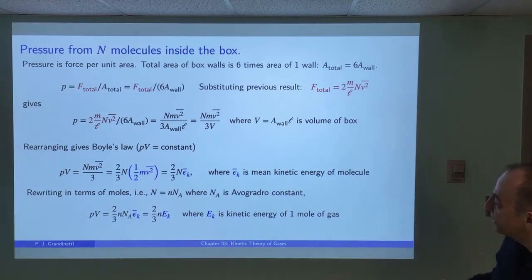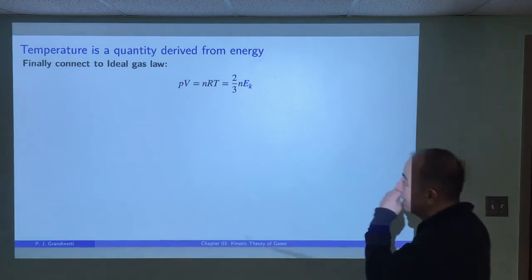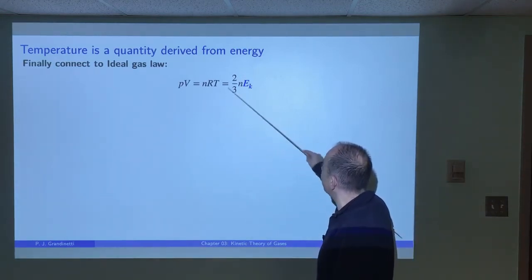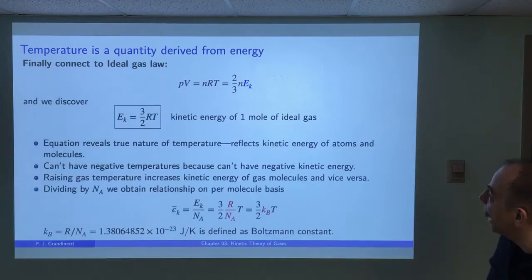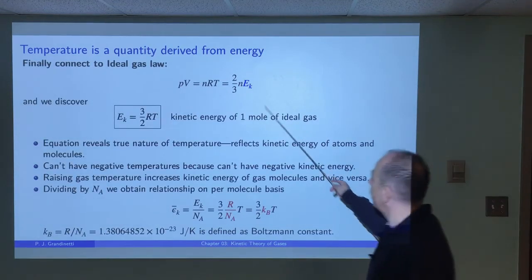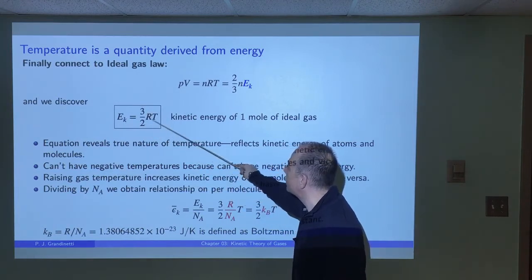So that was the result of Bernoulli. But now we bring in Clapeyron's PV equals nRT equation, and you see what we learn. You see that PV equals nRT, which is now equal to 2/3 n times the kinetic energy of a mole of gas, and we discover, rearranging this, that the kinetic energy of a mole of gas is 3/2 R times the temperature.